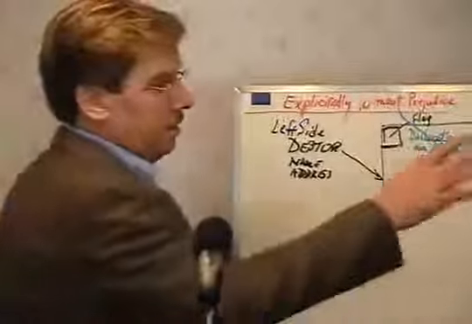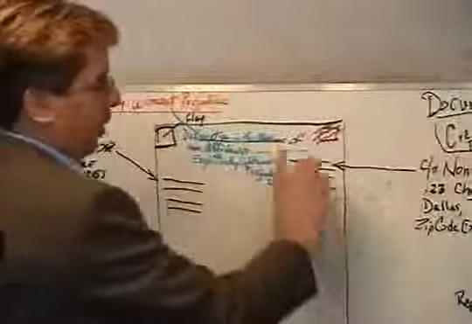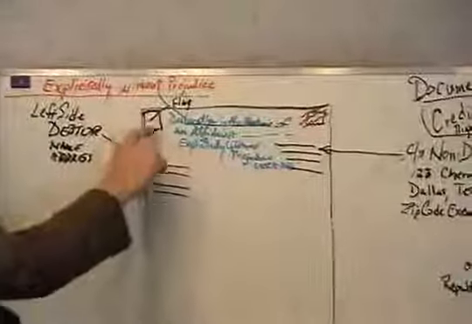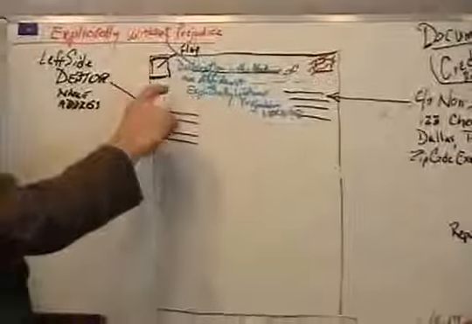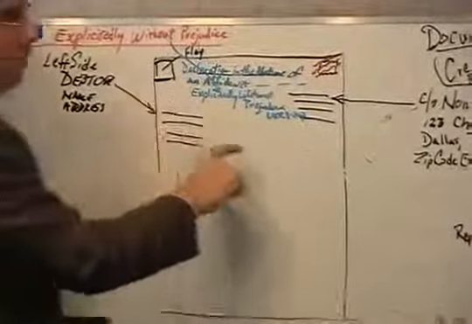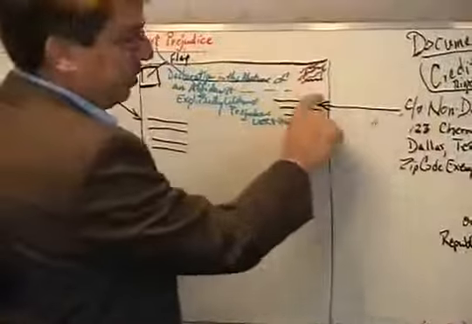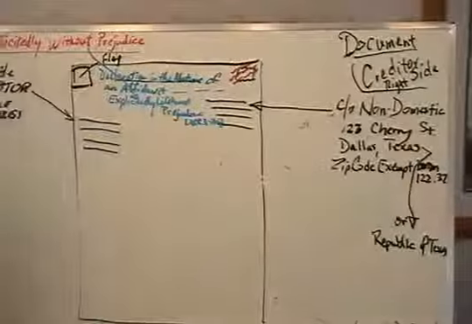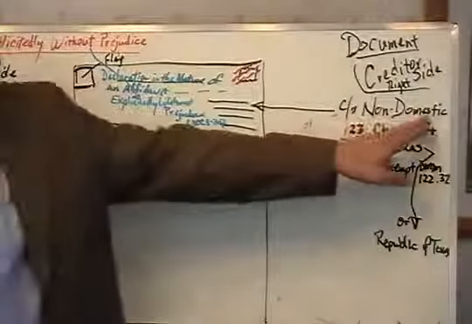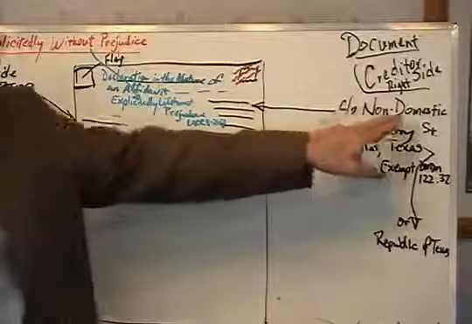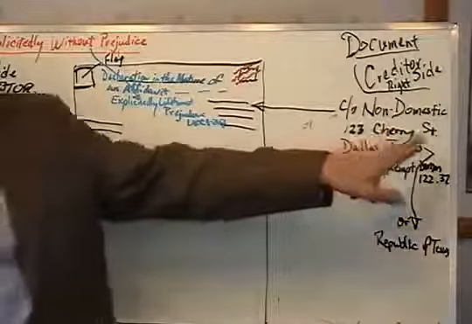I've written this here. How we structure a document is they will always put our name, our fiction name, on the left side, meaning they're trying to say we're the debtor. We always structure our document with the creditors on the right-hand side, and whenever I give my address, we are not domiciled, we are not domestic, so I put care of non-domestic, the street name.